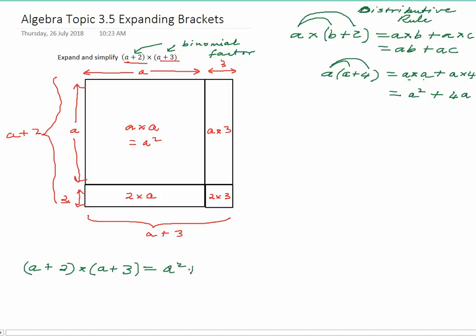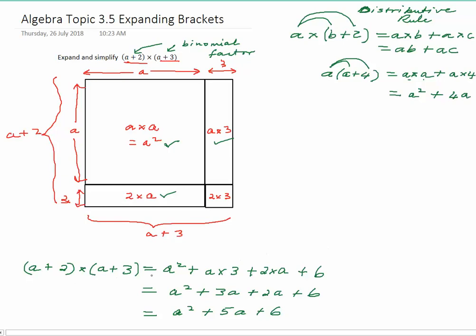A squared plus A times 3 plus 2 times A and 2 times 3, which is 6. So let's write that down. So the final result is A squared plus 3A, let's simplify, plus 2 lots of A plus 6. A squared plus 5A plus 6.